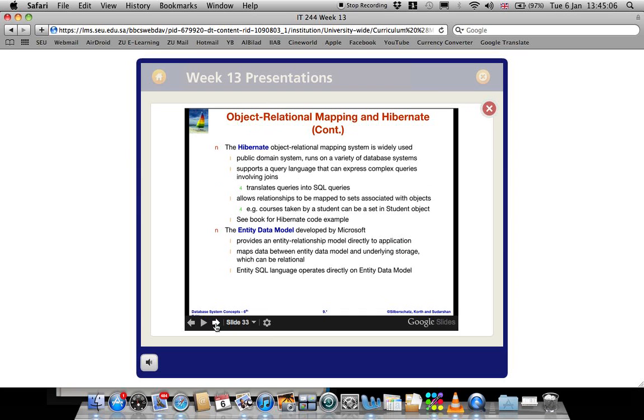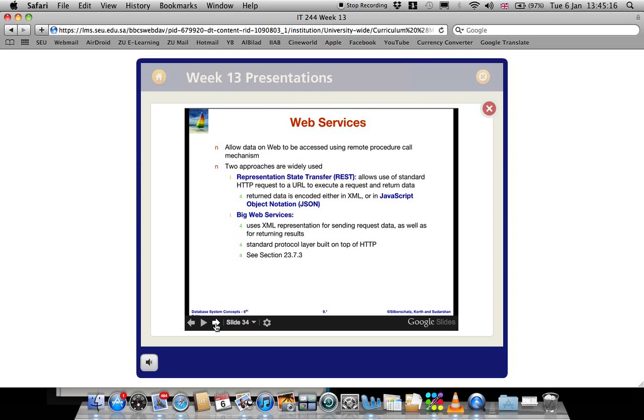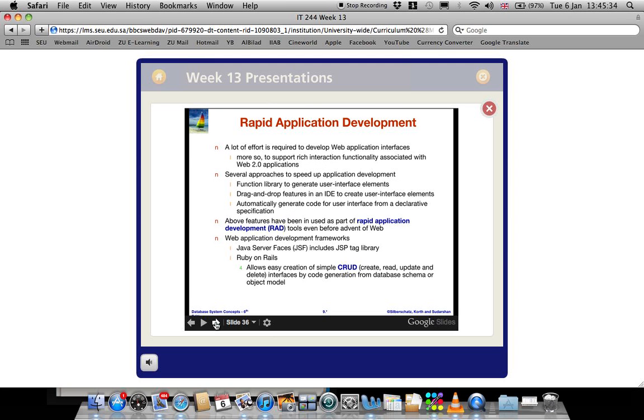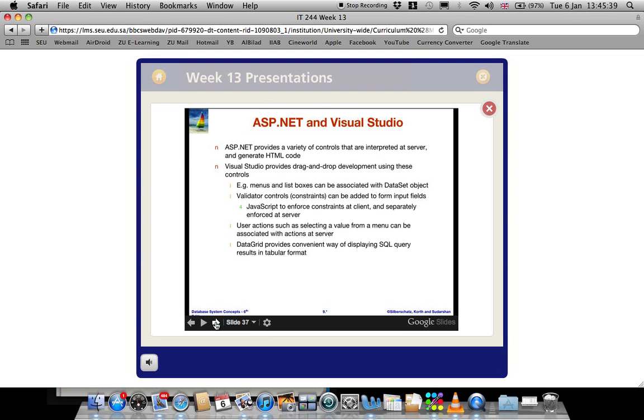What's a hypernet, and obviously the entity data model has already been discussed, so don't worry about that. You just have an understanding of that anyway because it's already been discussed. Hypernet as well, just know what a hypernet is. Just a brief understanding of REST and JavaScript. Disconnected operations, don't worry about the disconnected operations. Don't worry about the ASP and Visual Studio.